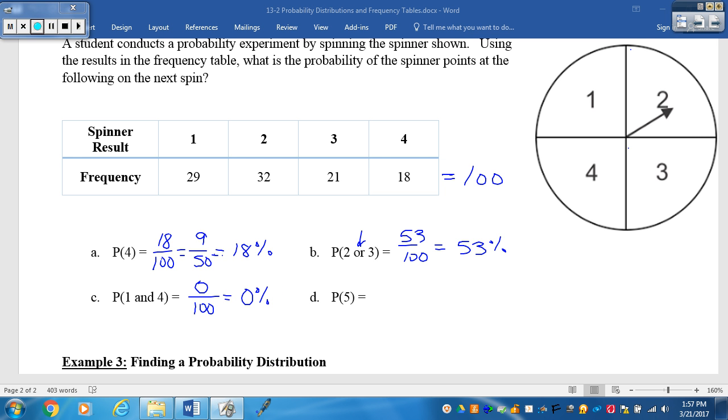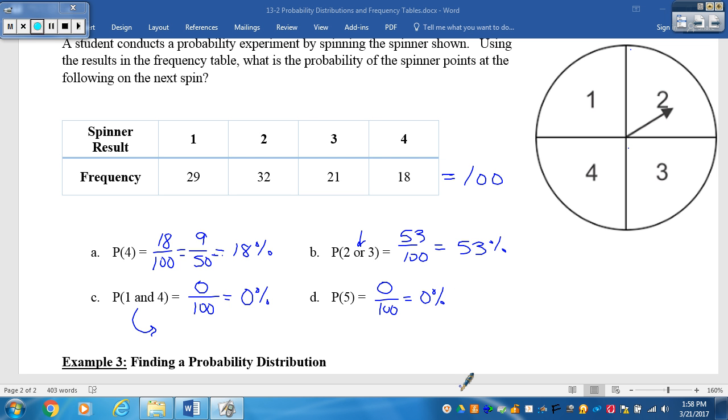And you may want to make a little note of that down below. You may want to write down, cannot spin a 1 and a 4 if I'm spinning just one time. Okay. If you're spinning twice, then it is possible to spin a 1 and then a 4. Okay. Probability of getting a 5. Well, if you look over there, there is no 5. And so, even on the frequency chart, there's no 5. And so, 0 out of 100, again, 0% chance, okay, of spinning that 5.